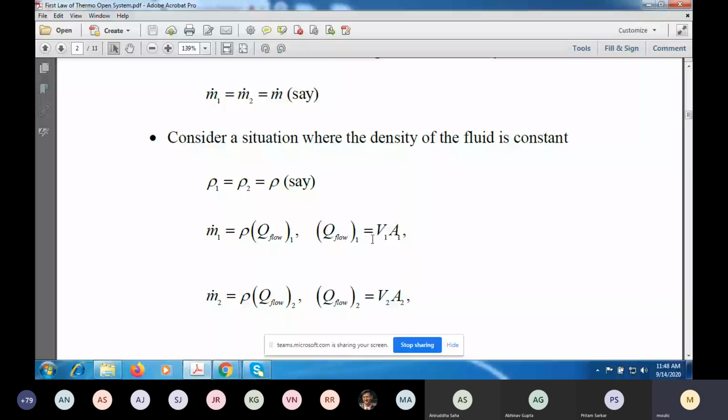So velocity will be meter per second, area will be meter squared. So this will be meter cube per second, volume flow rate.